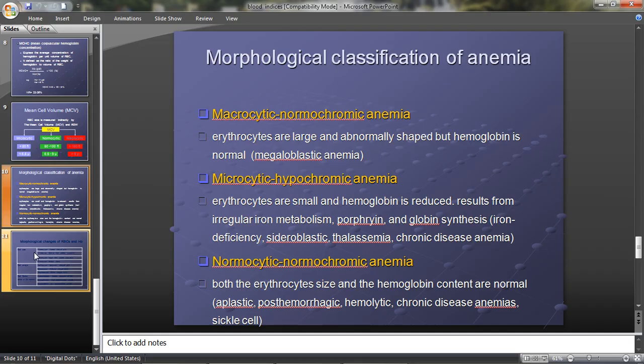Post-hemorrhagic: this means that after hemorrhage, due to the loss of blood, definitely the RBCs would also be less in number. Hemolytic: for any reason, the RBCs are being destroyed in the vascular system. Of course, the normocytic normochromic picture might come in anemia of chronic disease, and in sickle cell anemia also.